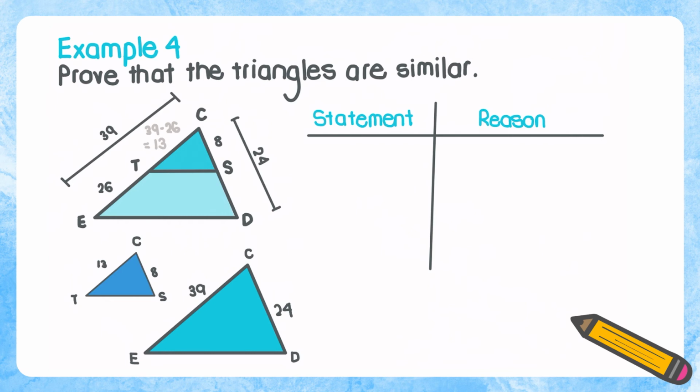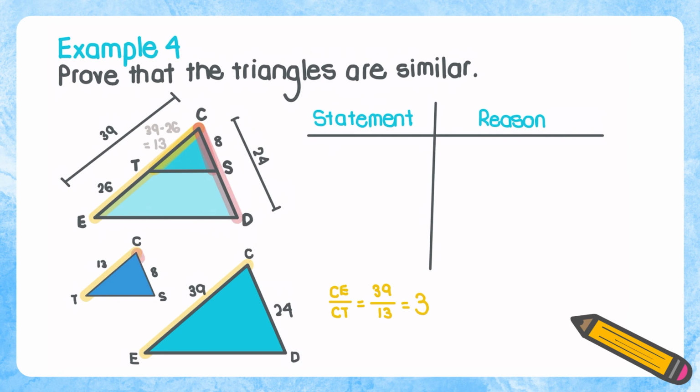Now let's prove that these two triangles are similar to each other. So let's go ahead and find some pairs of corresponding sides. So notice on the overlapping triangle, side CT corresponds to side CE. So let me write that out as a ratio. We have CE over CT, which is 39 over 13. This simplifies to 3.